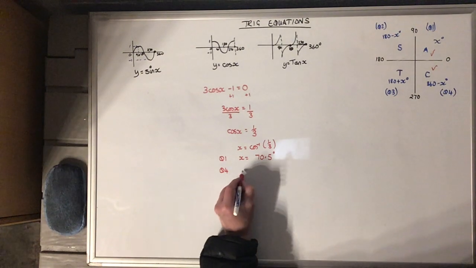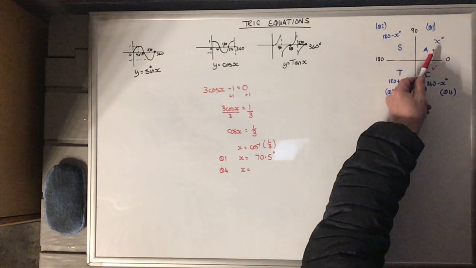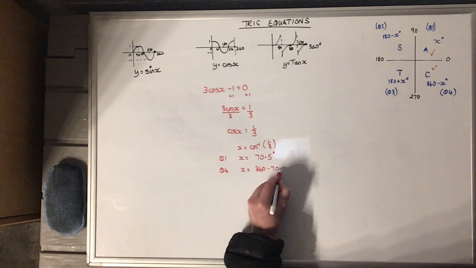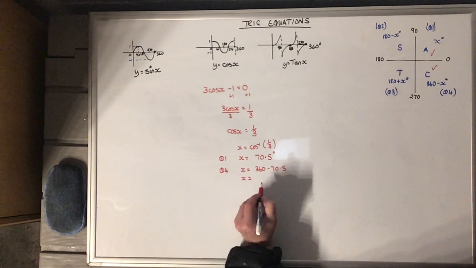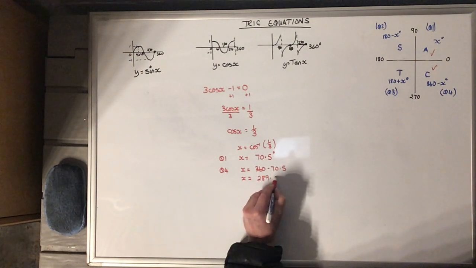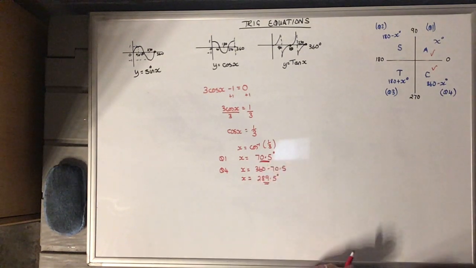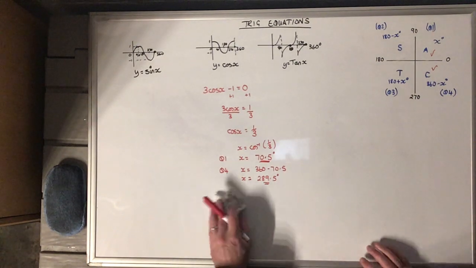Quadrant 4. So what do we do for quadrant 4? Well, quadrant 4 tells us we take the principal value and we take it away from 360. So 360 minus 70.5, and again bump that into our calculator to one decimal place, 289.5 degrees. So there's our two values. Okay, again 3 marks in your exam. Let's see if I've got any other ones that are reasonable. Here's another one. Let's go for another cos one.